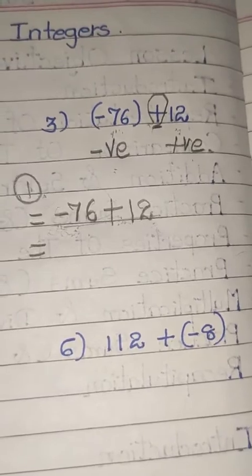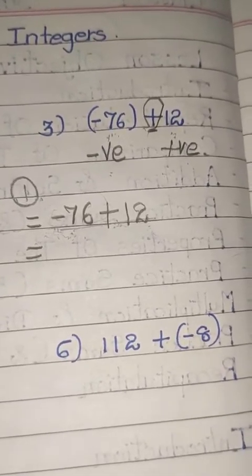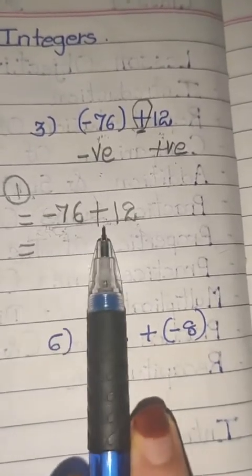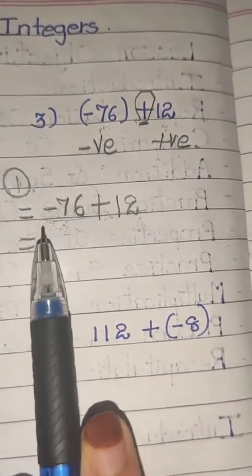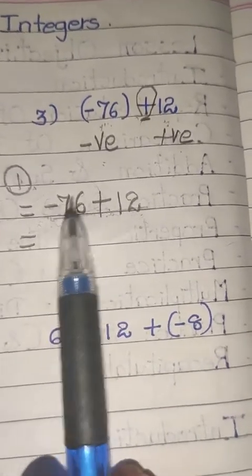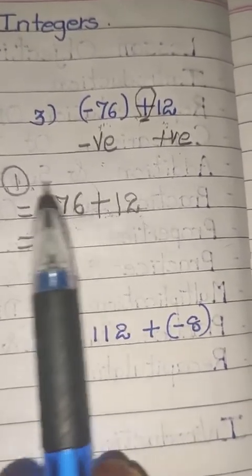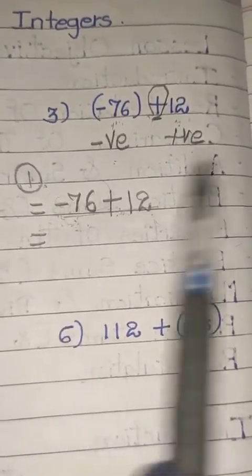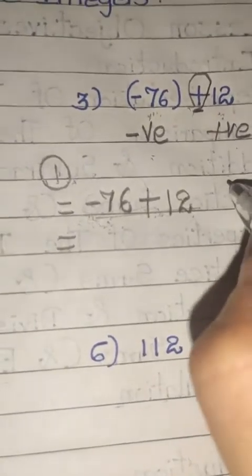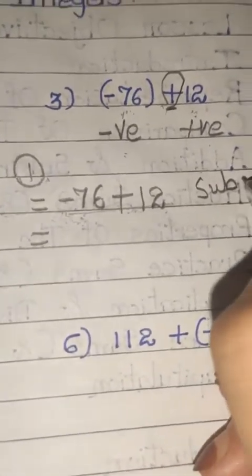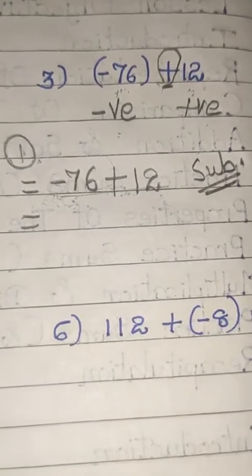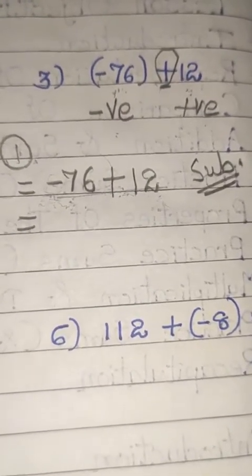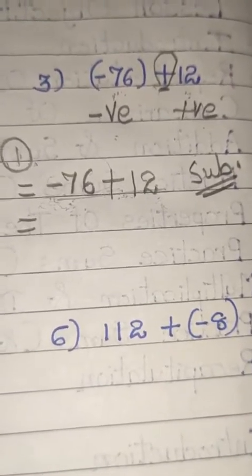For that you have to remember one thing: if both the signs are different, यानी अलग अलग साइन हो, माइनस और प्लस, प्लस और माइनस, ऐसे अलग अलग साइन हो, if both the signs are different, then you are going to subtract the numbers. Okay. So we have decided that we will subtract. So the first step is over.